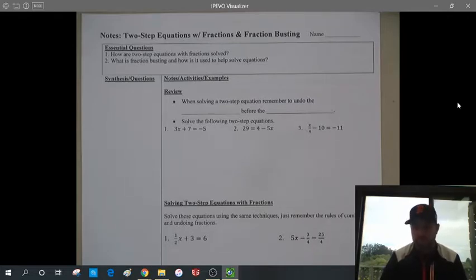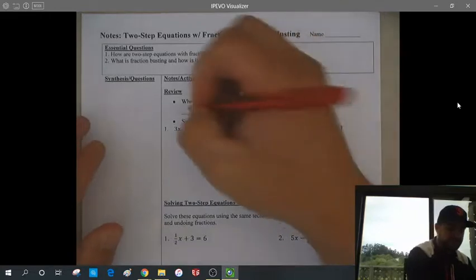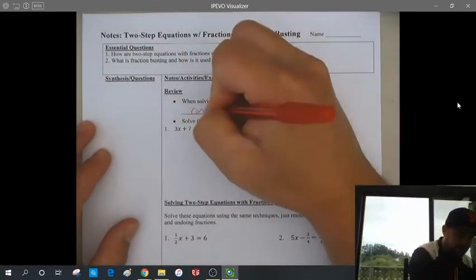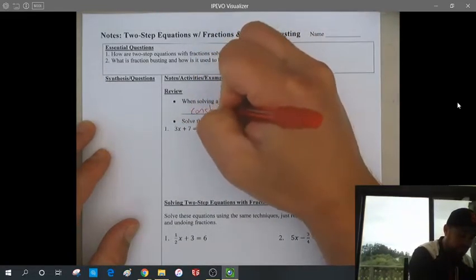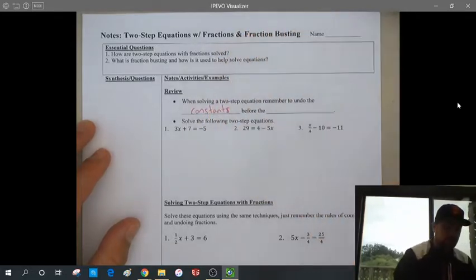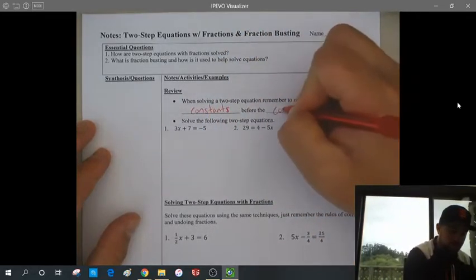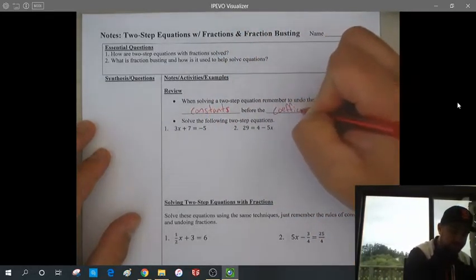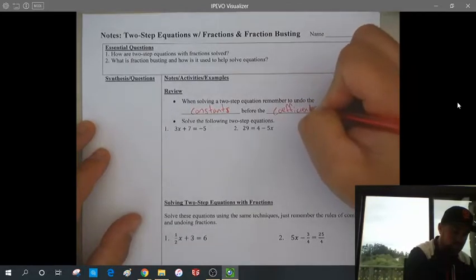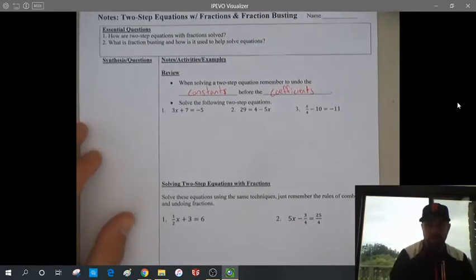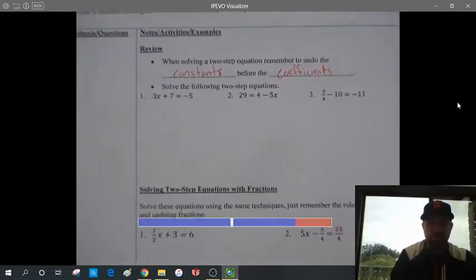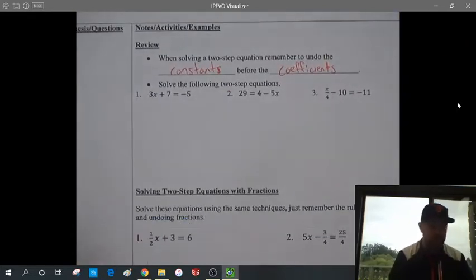So we have two parts in a two-step equation typically. We have the coefficients and we have the constants. But remember that we're typically going to undo the constants, numbers that are not attached to the variables, before we undo our coefficients. So a little review on just how to solve a two-step equation. So something like 3x plus 7 equals -5.